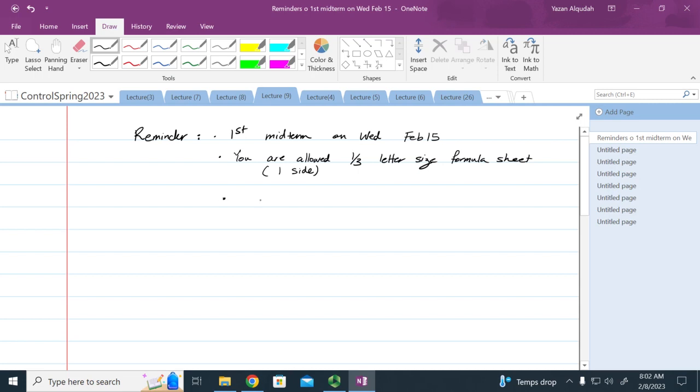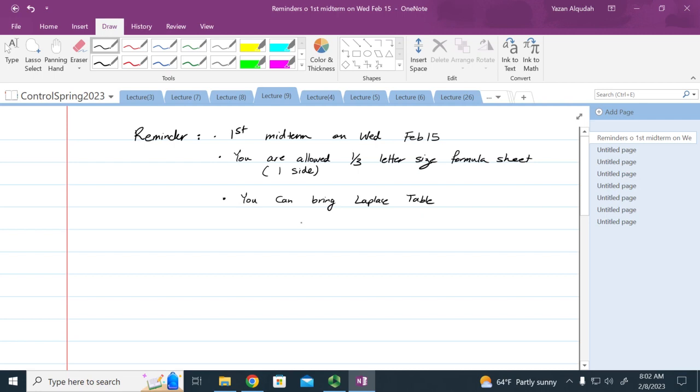Okay. You can also bring a Laplace table. That doesn't count in the 1/3. So if you have a good copy of a Laplace table, just bring it along if you need it. Okay, what is the exam going to have?